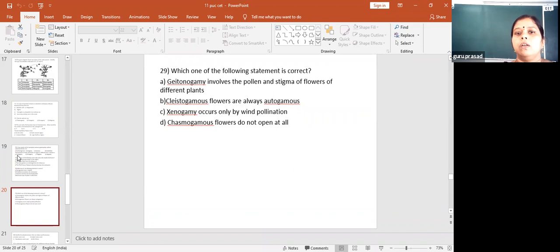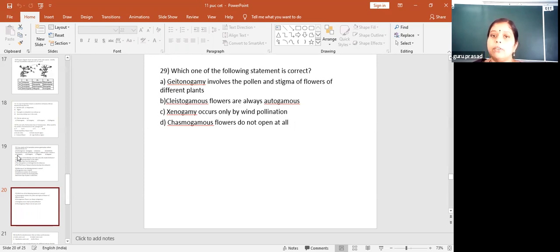Question number 29. Which one of the following statements is correct? Dichotomy involves the transfer of pollen from one flower onto the stigma of the other flower of the different plants. Note that dichotomy involves the transfer of pollen from one flower to the stigma of flowers of different plants. That is important.